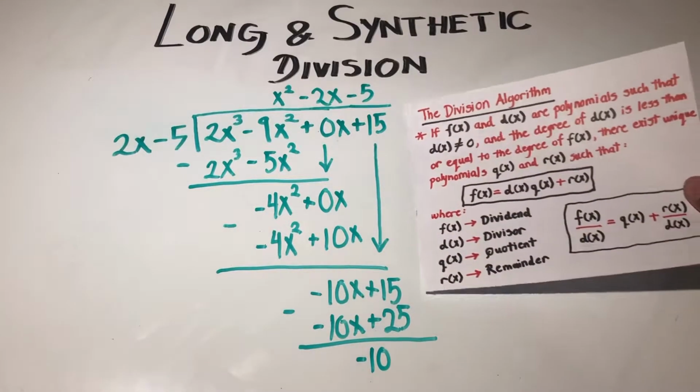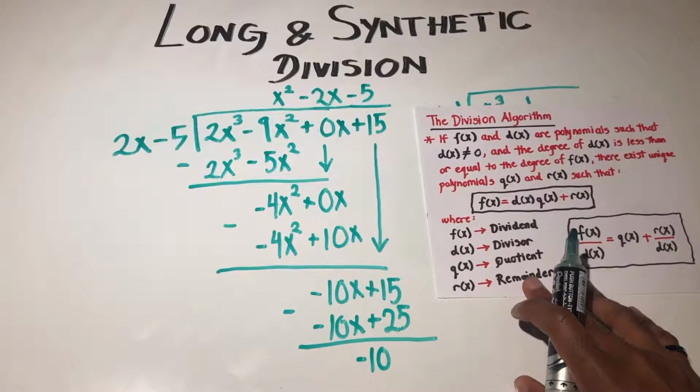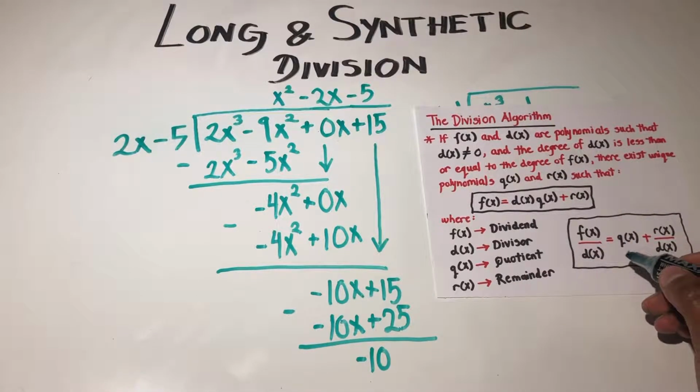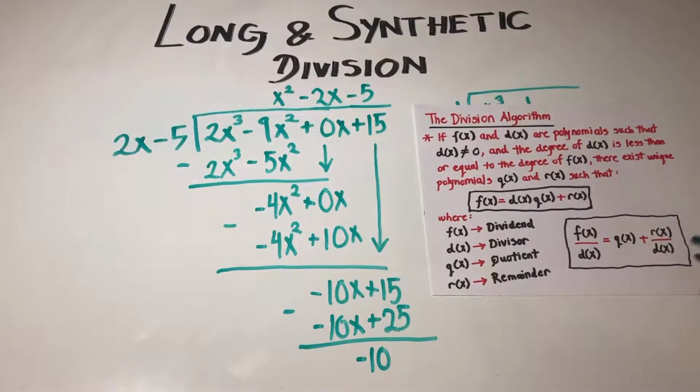Now, if you recall, we have f of x over d of x is equal to q of x plus r of x over d of x. So let's go ahead and write that. We're just going to take this part of the equation. We're just going to go ahead and write the quotient plus the remainder over the divisor.